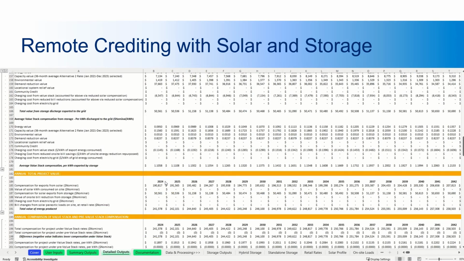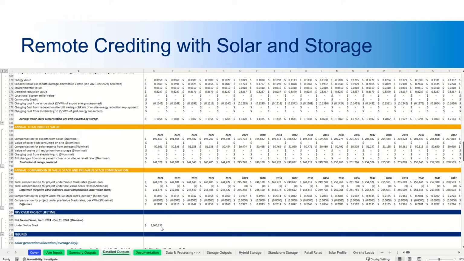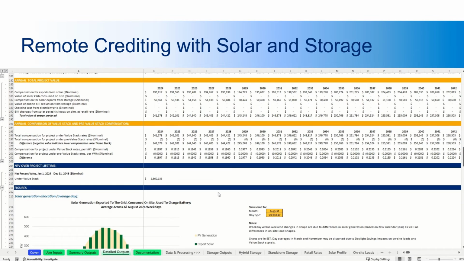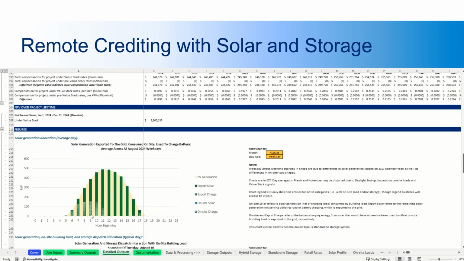New total project value comes out to $241,000 per year, escalating over time, and we get a net present value of 2.66 million. This is about $400,000 more than our solar only setup. If we scroll down to the graphs, we can see these become a little bit more interesting.